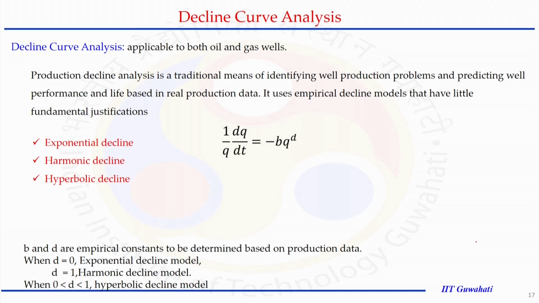Another concept is decline curve analysis. This decline curve analysis also tells us at what rate the production is declining, and not only the rate of production decline, but how the production rate is going to change, which can be understood with the help of these equations. This is a very standard equation where B and D characterize the nature of the equation, specifically the D value, because B is just a proportionality constant. The nature of the curve will depend on this D value. It can be the exponential decline model, the harmonic decline model, or the hyperbolic decline model.